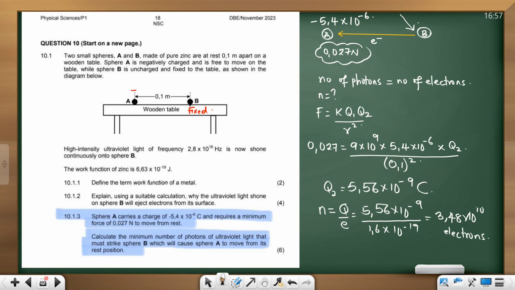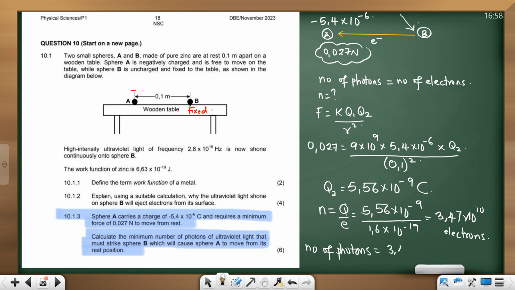So if we can eject this number of electrons, it's going to create an electrostatic force. Oh, it's 47. Alan says 47. There's no rounding off. All right. If we can produce 3,47 times 10 to the power 10 electrons, it will produce a force. And remember what I said. The number of photons must be equal to the number of what? Electrons.